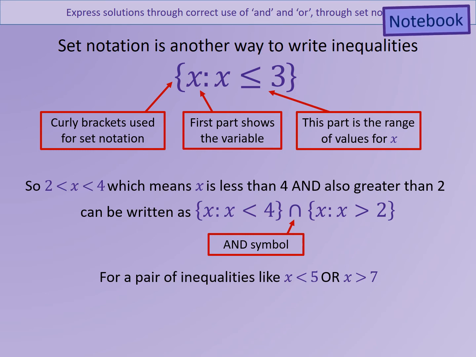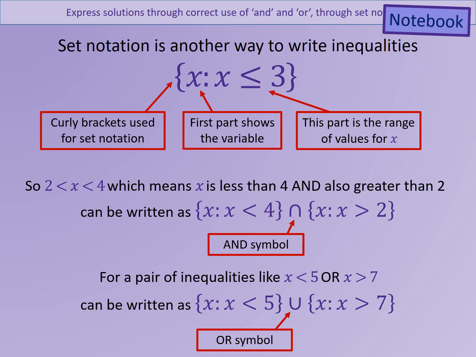So in this example, we have to use the symbol for or instead of and, and the symbol for that is this one here. So again, we've got our x needs to be less than 5, we've got our x needs to be greater than 7, but it's one or the other. So we use this symbol in set theory to represent or, and you will also see these symbols come up when we do probability in the statistics section.